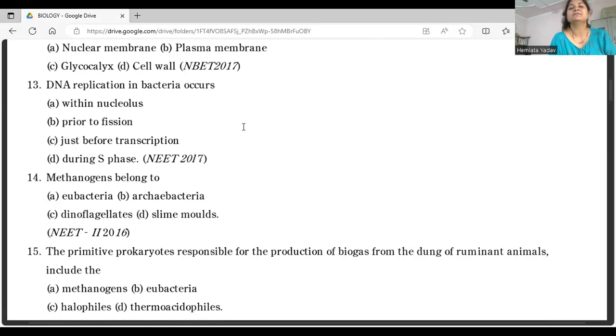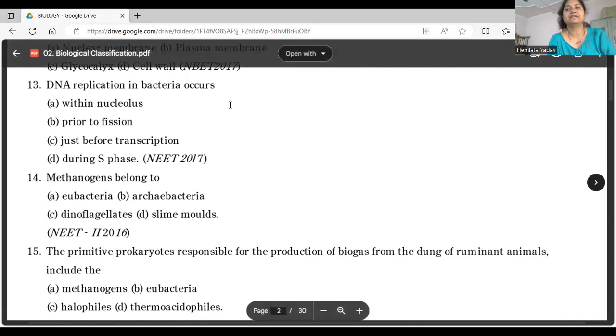DNA replication in the bacteria occurs within the nucleolus prior to the fission, just before transcription during S phase. You know, in the cell cycle, the S phase is the phase in which the DNA synthesis will occur. So the cell cycle has 4 phases.